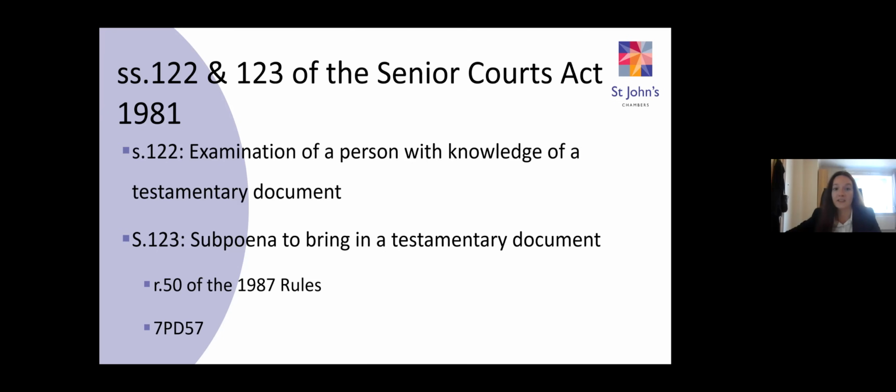Rule 50 makes similar provision in respect of an application under section 123, and where proceedings have not yet been commenced, the application, supported by an affidavit, is made to the principal registry or a district registry for a subpoena. Where proceedings have been commenced, the application is made for a witness summons. Paragraph 7 of Practice Direction 57 also provides assistance in respect of the procedure for applying for an order under either section 122 or 123.